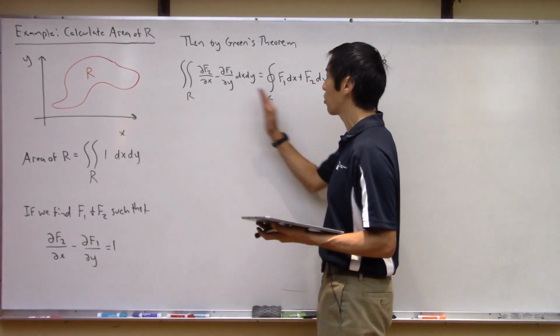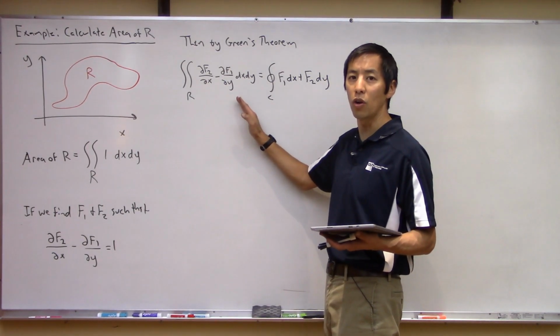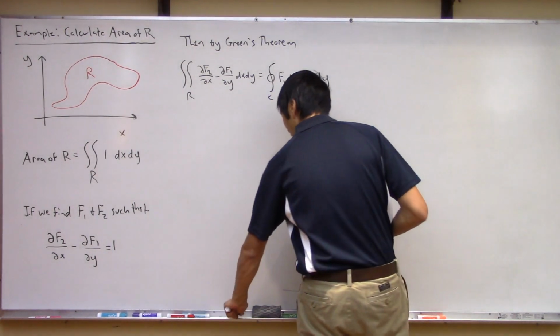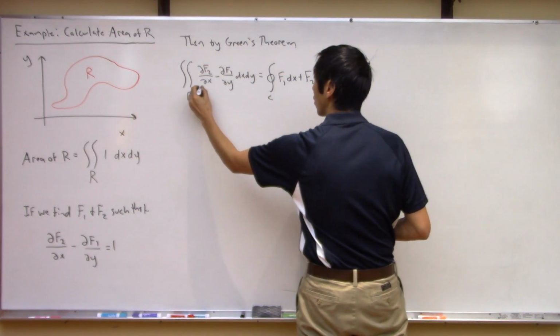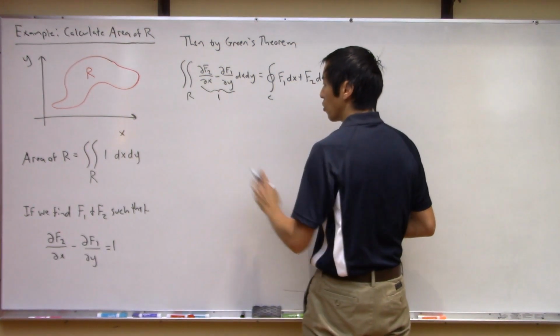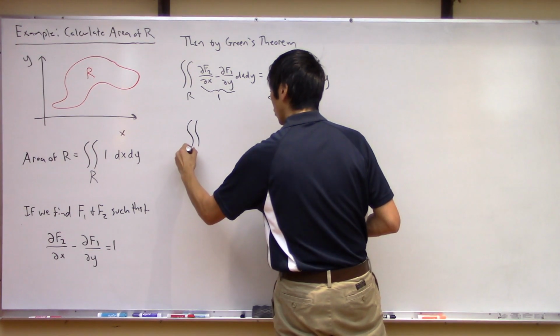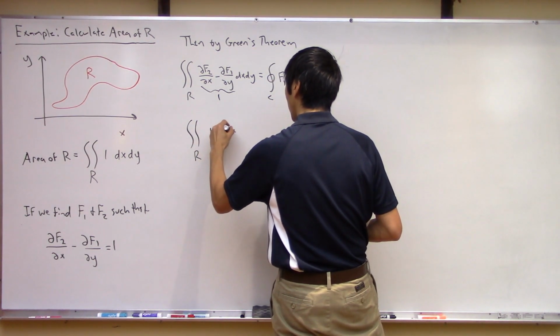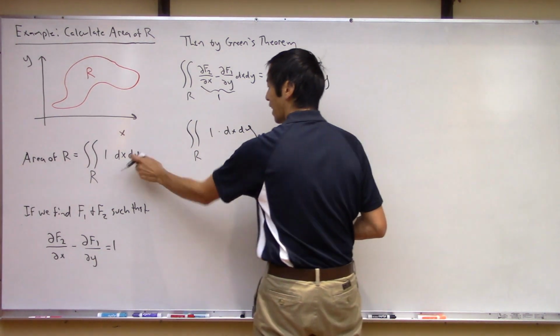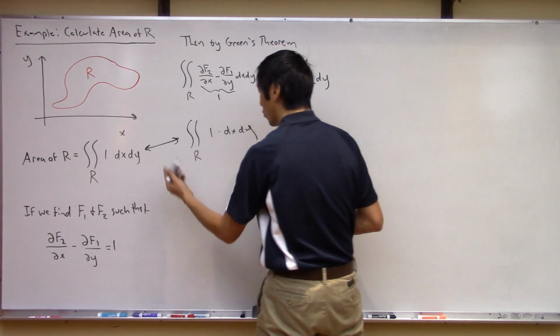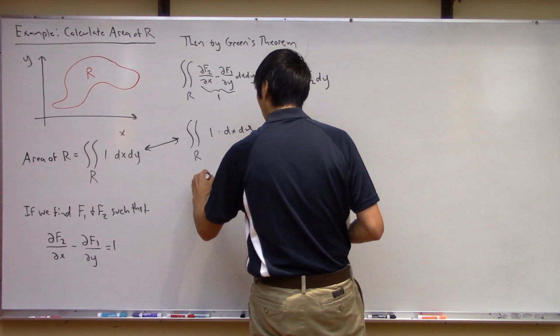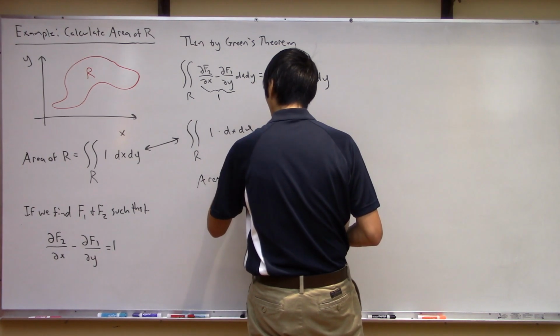Remember, here's the general case of Green's theorem. This works all the time. But now what we've said is that this thing in here is just 1. So the left-hand side of this is just the double integral over R of 1 times dx dy. Look at that. That is the same thing as the area. So the left-hand side is basically the area of the region R.